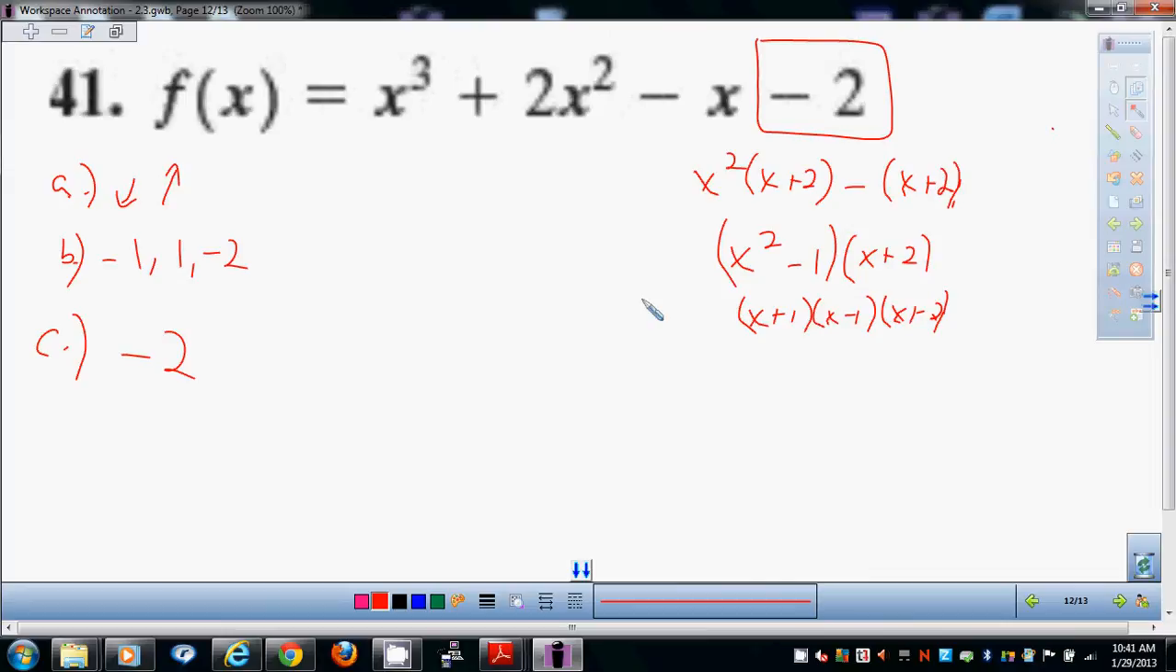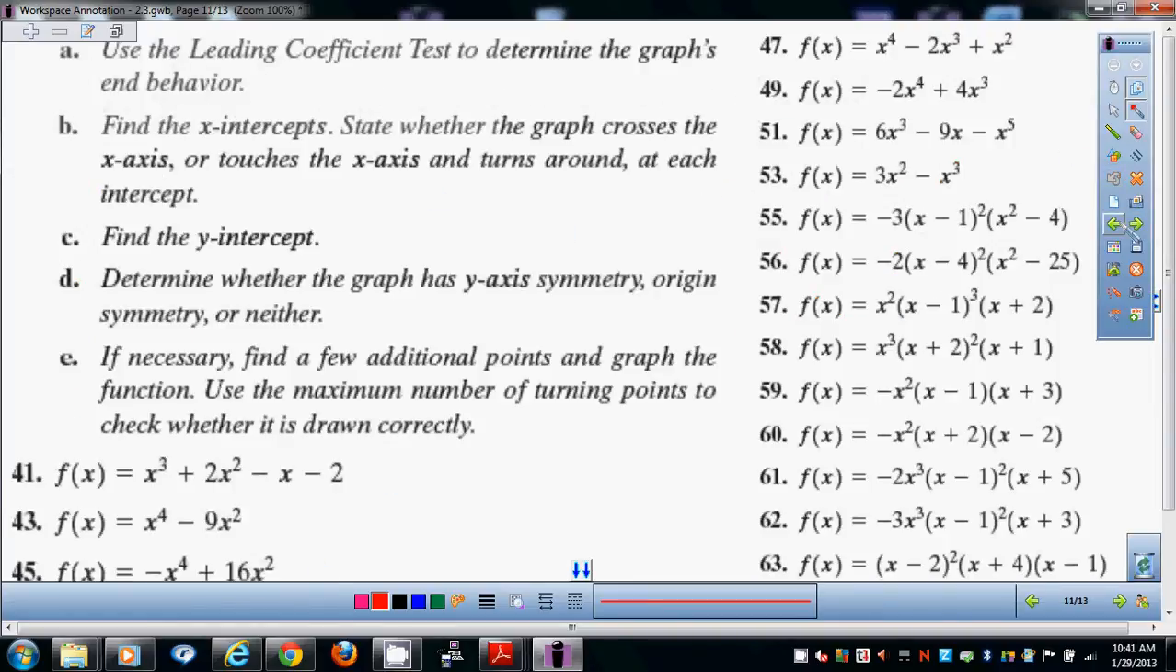The symmetry. We talked about odd and even functions last week or whenever it was. If you remember, odd functions were symmetrical around the origin. Even functions were symmetrical around the y-axis. And then, of course, neither was neither. So, does this function have all even or all odd exponents? No, there's a mix. It's neither. So this is going to be neither.